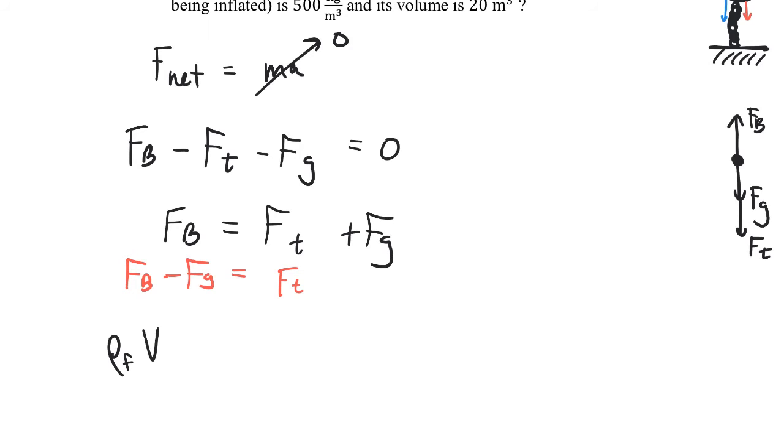Rho F, VF, G. Yeah. Okay, rho F, VF, G. The density of the fluid times the volume of the fluid displaced times gravity. Absolutely. Good. Then I want to put the weight. FG always equals? FG always equals?